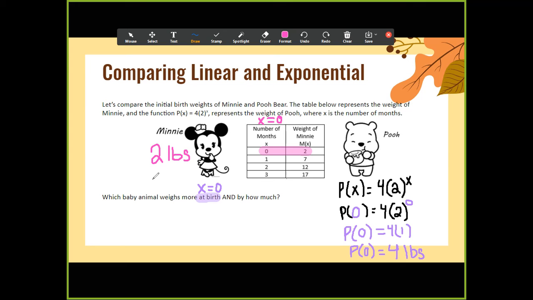So the question, let's go back to that now. Which baby animal weighs more at birth and by how much? So if Minnie weighs 2 pounds and Pooh weighs 4 pounds, who weighed more at birth? Okay, our final answer here should be Pooh Bear weighed more at birth. And I want to know by how much. So the difference between 4 and 2, if I did 4 minus 2, that would be positive 2. So by 2 pounds. Pooh Bear weighed more at birth by 2 pounds.